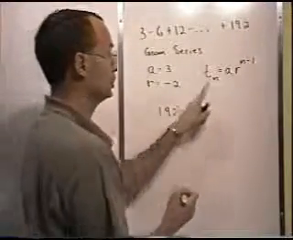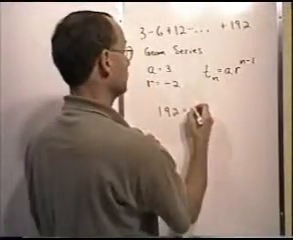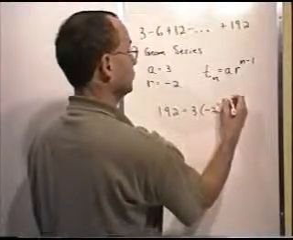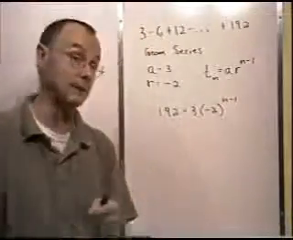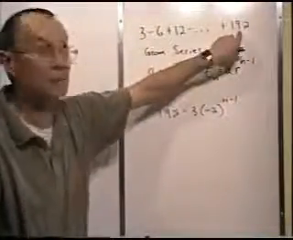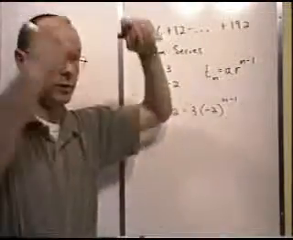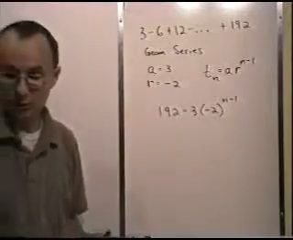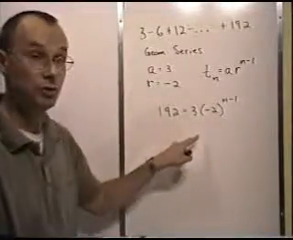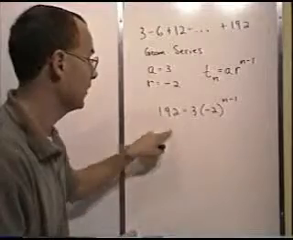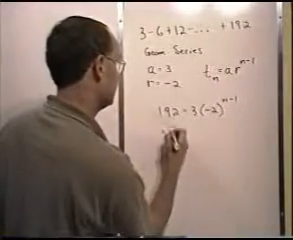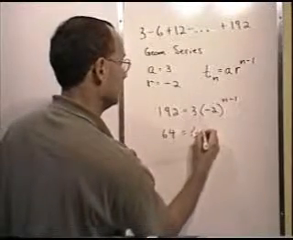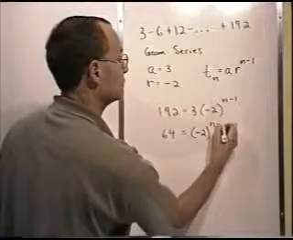192 is the value of the term, and it would be A, which is 3, times R, which is negative 2, raised to the n minus 1. So if I solve this now for n, I'm going to know how many terms. I mean, is this the 10th term, or the 8th term, or the 50th term? So that's what this is going to tell me. So I'm going to go ahead and do a little solving here. Now, the way I decided to do this was to keep it pretty simple. If I divide by 3, I'm going to get 64, and then that would equal negative 2 raised to the n minus 1.